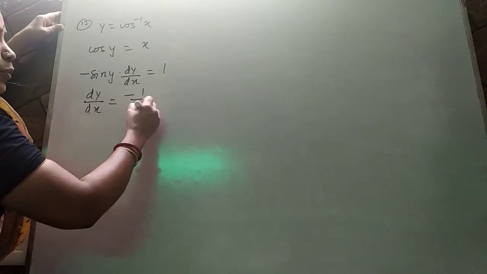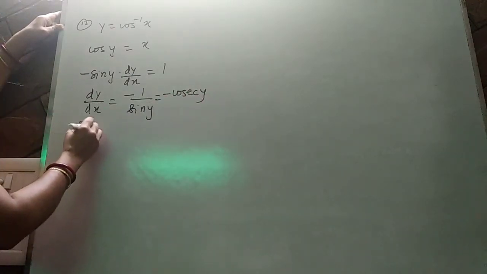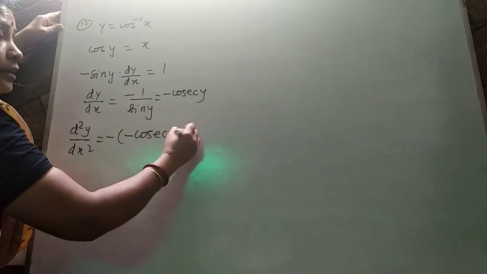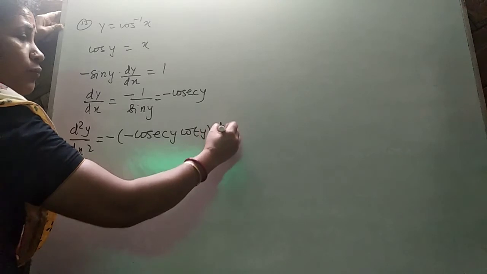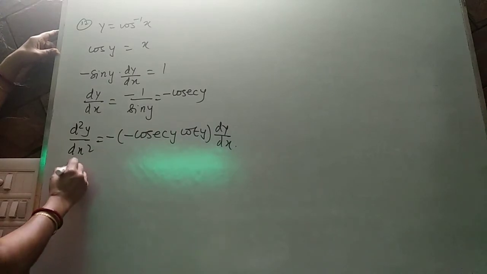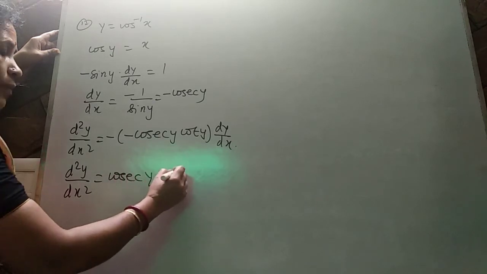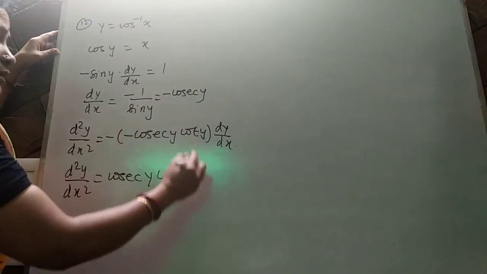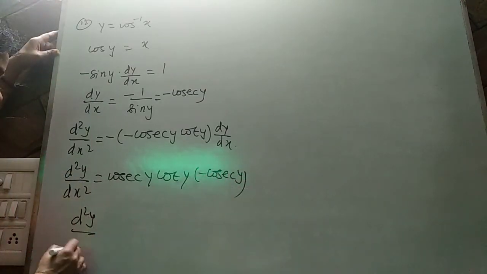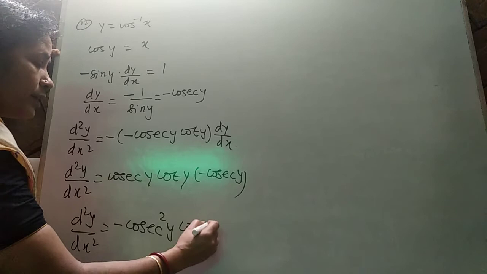So minus sin upon 1 upon y, otherwise you can write minus cosec y. Okay, fine. Now go for the second derivative, d square y by dx square, that is equal to minus cosec y into cot y into the differentiation of y, which gives dy by dx. Are you clear? Now you can write the dy by dx value: d square y by dx square equals cosec y into cot y into dy by dx, and we have the result that dy by dx is minus cosec y. So the final answer is d square y by dx square equals minus cosec square y into cot y.